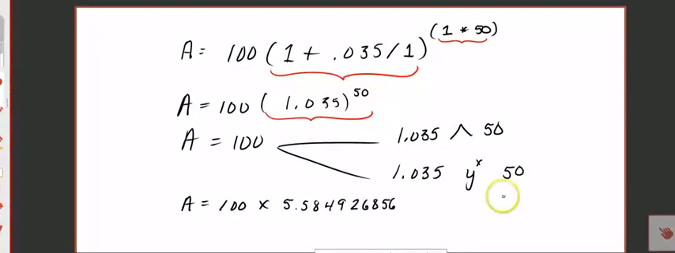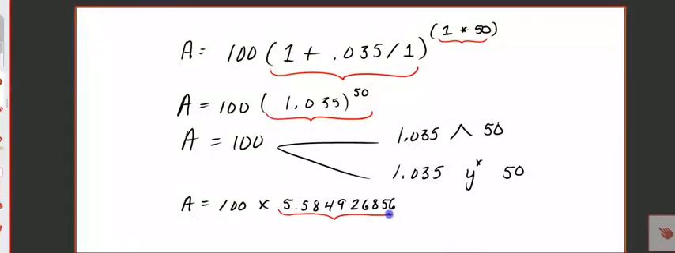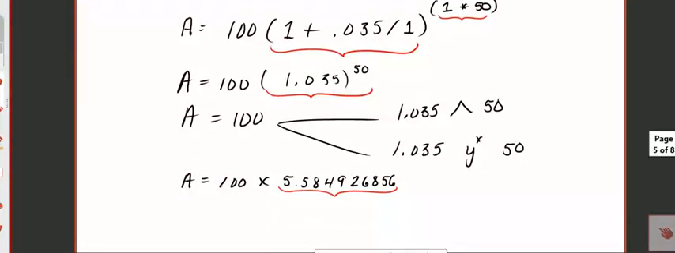So when you use that feature and raise that to the 50th power, you should get a really long value with a lot of decimals. You should see something like 5.584926856. Now we can take that result and multiply it by the 100 in front. So that multiplying by 100 is done at the very end of the problem. Even though it comes first, order of operations, we have to do it at the end.